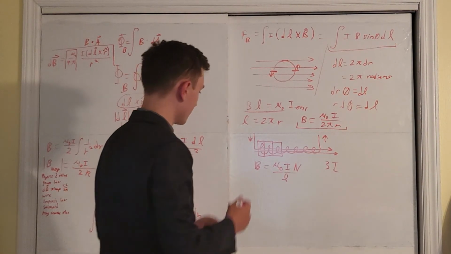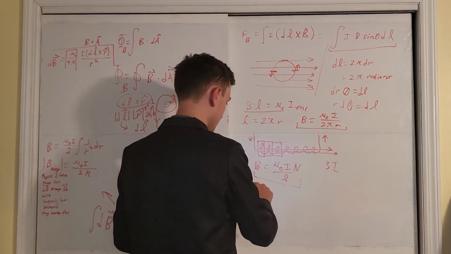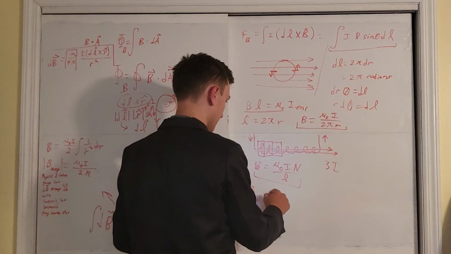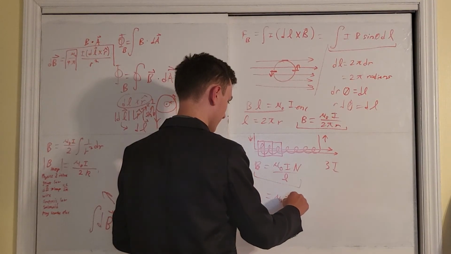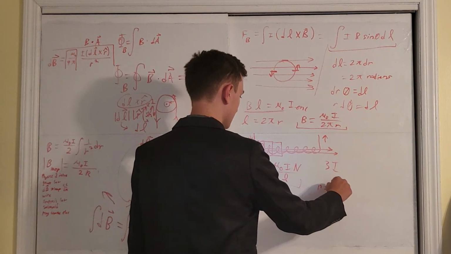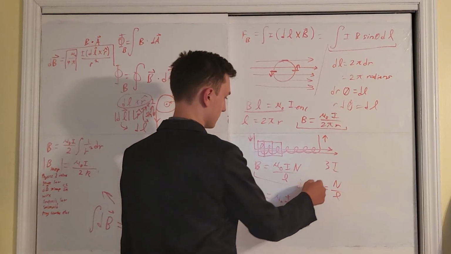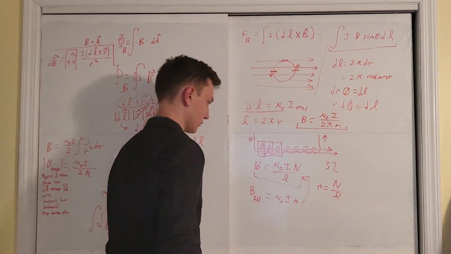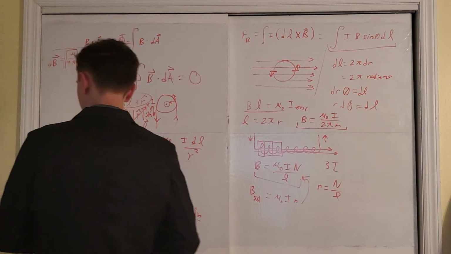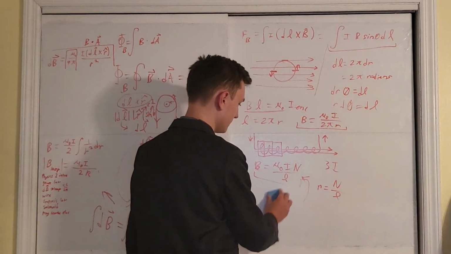Now, on your reference table, this equation is given to you as the B field inside a solenoid equal to mu naught I times little n, where little n is equal to the number of loops per unit length, which is basically equal to N over L. So we now understand why this derivation works. So that is largely the material for this unit.